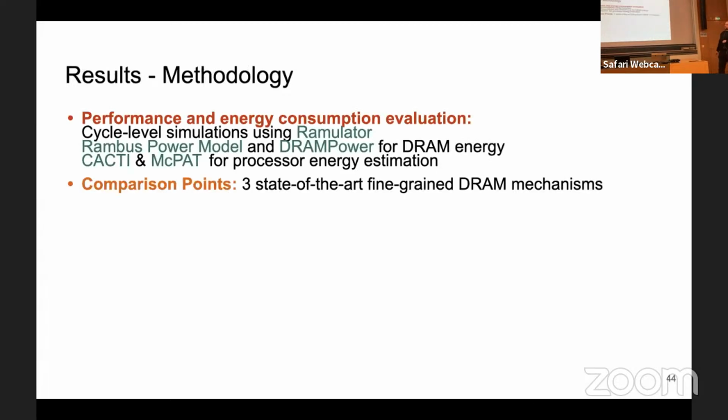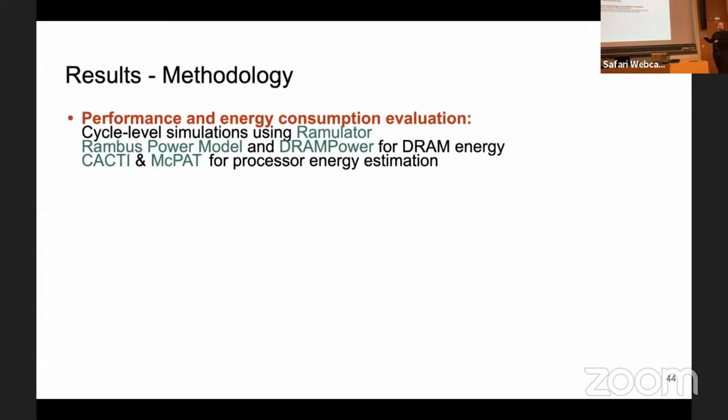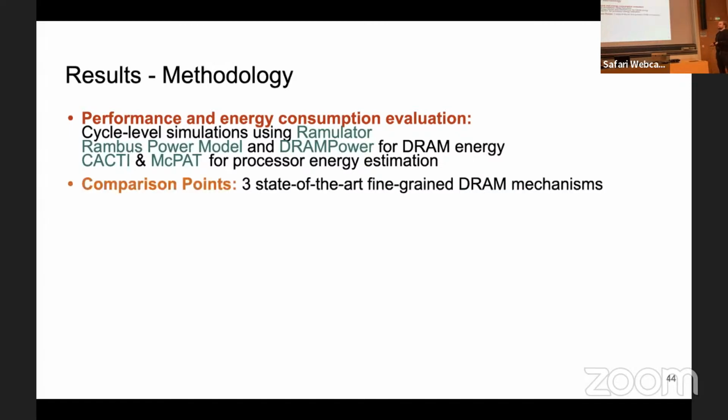First, a quick look at the result methodology. I won't go through this in detail. This is more for people who really care about this. They can have a look at it. The authors use a bunch of different simulation estimation tools. They have a very thorough list of what they use for what and which workloads they use.